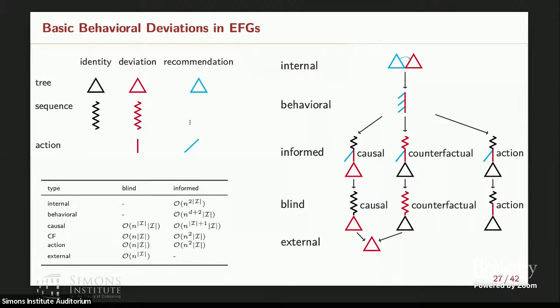We have three kinds of things. This is our key over here, right? We have trees, we have sequences, and we have actions. We also have three colors. The black color means identity, which means you've been given a recommendation and you follow your recommendation. The red means you deviate. This is like an external deviation. You just go do whatever you want to do. And then the blues are things that are recommended. So for example, internal is I got a recommendation and I switch to another entire tree, like some other thing completely, doing that instead.